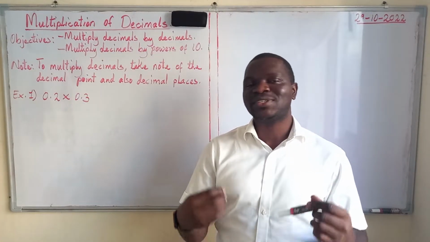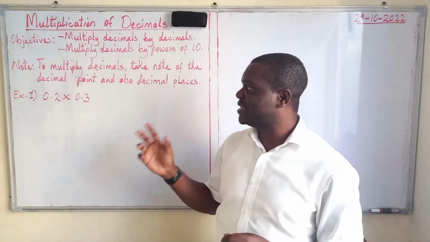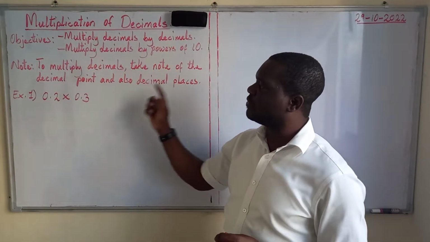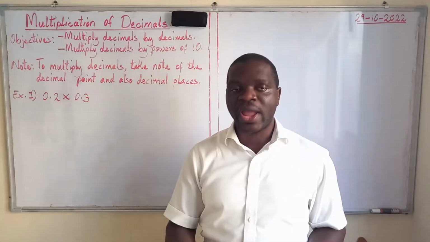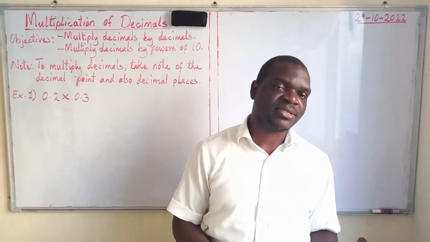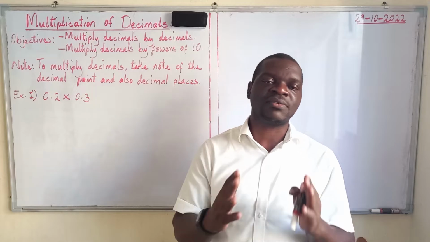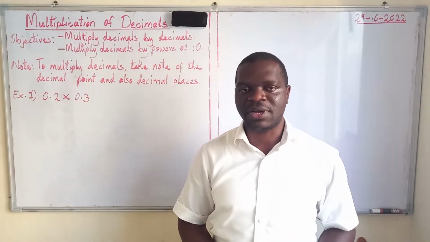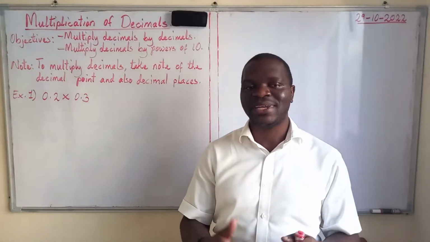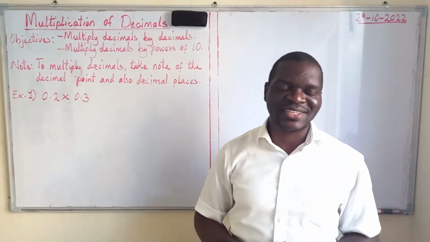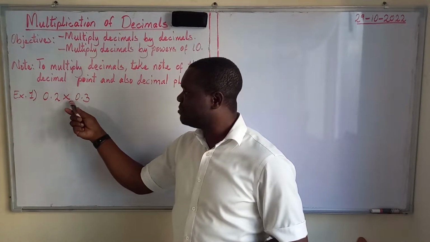What do we do so that we can easily multiply as far as decimals are concerned? The first thing to take note of is that to multiply decimals, take note of the decimal point and the number of decimal places. That is to say, wherever you have to multiply decimals, you should be able to know where the decimal point is as well as to know the number of decimal places in the number. Without waste of time, let's go into the practical so that you can understand how to better solve problems involving multiplication of decimals. Our first problem on the board is 0.2 times 0.3.